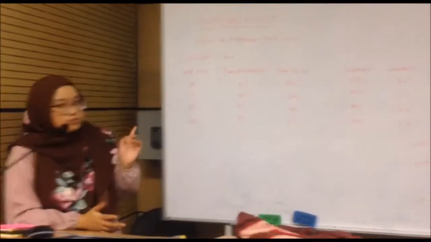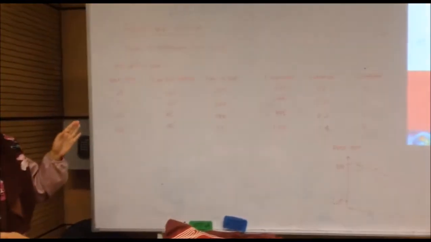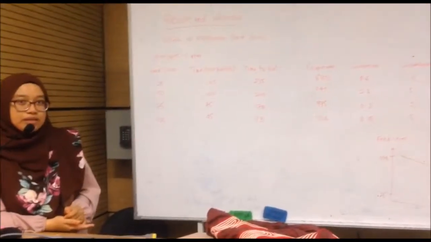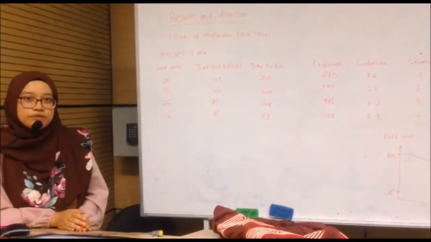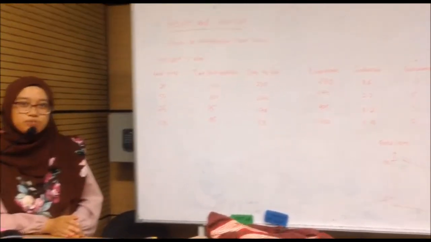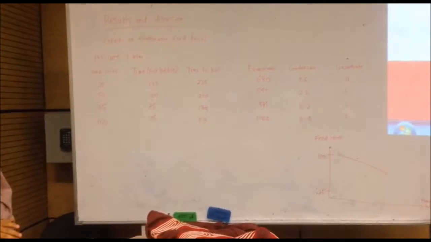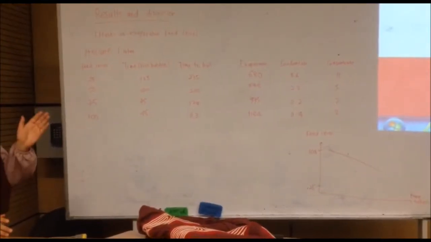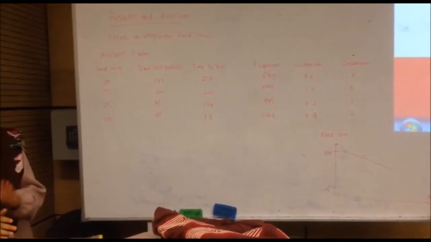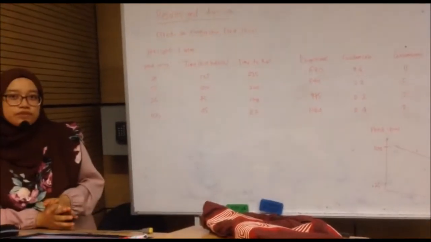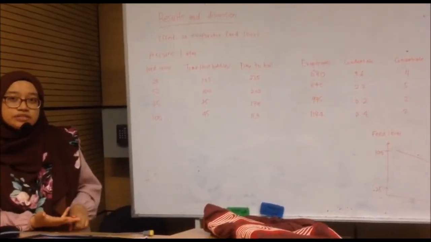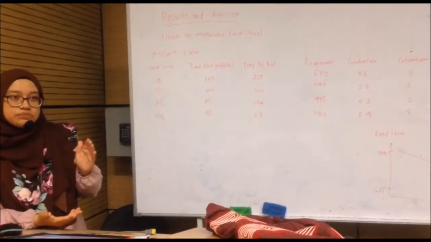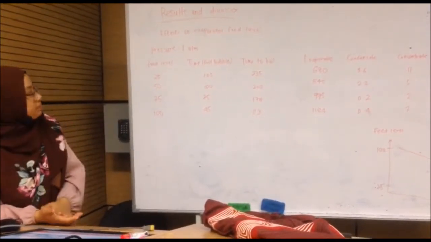Today I would like to talk about the first experiment, which is the effects of evaporator feed level. In this experiment we have constant pressure, which is 1 atm. We increase the feed level, which is the potassium permanganate solution, from 25, 50, 70 and 100 centimeter, which means the height of the column.